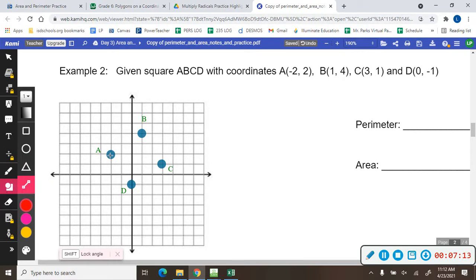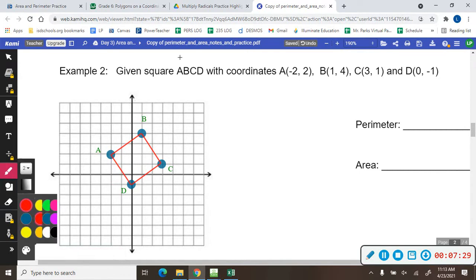So, square, here to here, there to there, there to there, and here to here. Now, because they told me this is a square, this problem becomes much easier. It's a square.